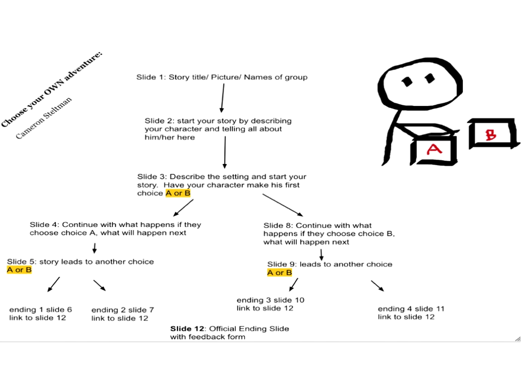Then we go into slide 3 where we talk about setting, and we build that setting. We talk about how we use the senses in our setting. And then the character gets to make their first choice. And if they choose slide A, you go to slide 4. And if they make a choice of slide B, you go to slide 8. So this is where the first choice comes in.